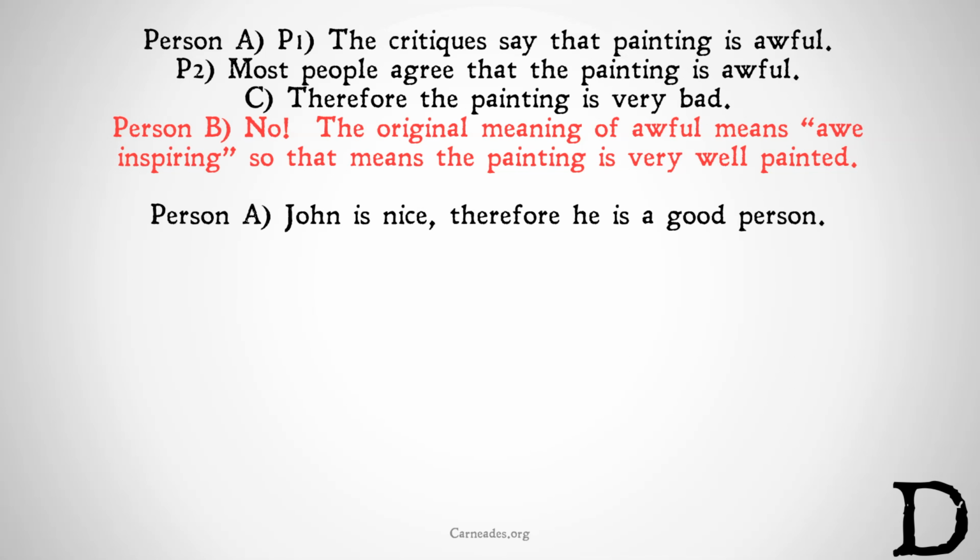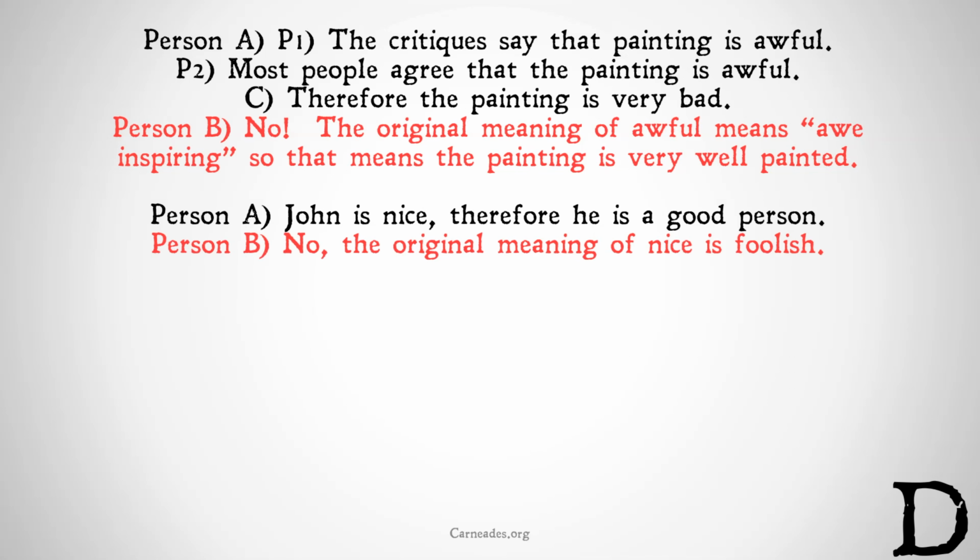All right, person A: John is nice, therefore he's a good person. Person B: No, the original meaning of nice is foolish, so John must be foolish. Once again, clearly person B is interpreting this argument incorrectly, not using the correct term or the meaning of nice that person A means to be using or is intending to use in the argument, not being charitable with that argument. It's not to say that there is a right or wrong meaning of nice.